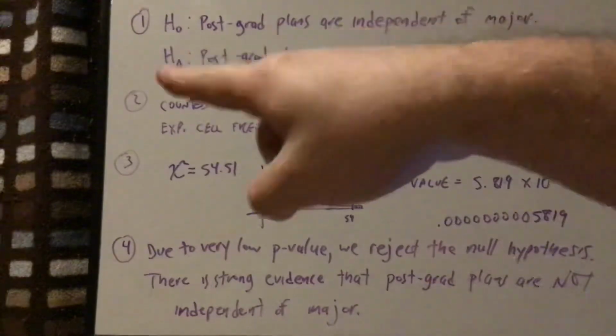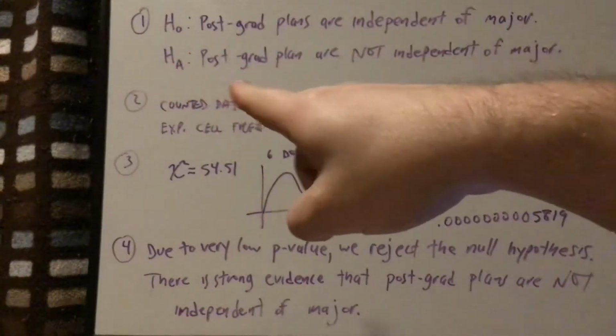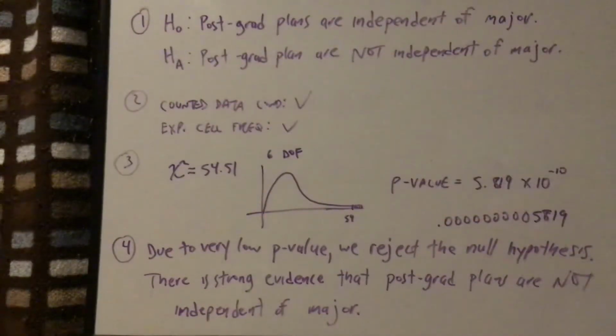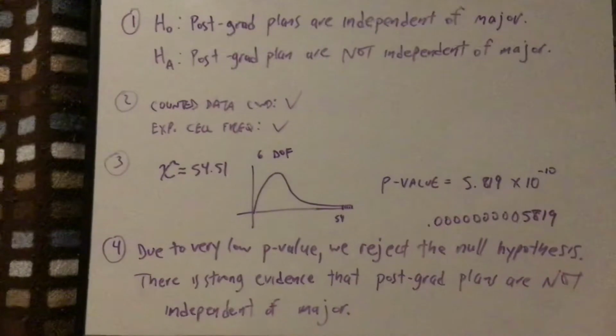If that's not true, we'll go with our alternative that post-grad plans are not independent of major, basically signifying that major, for some reason, is having some effect. We don't know if major is the cause, but for some reason, different majors are making different postgraduate plans, all right? So that's what we're trying to find out.